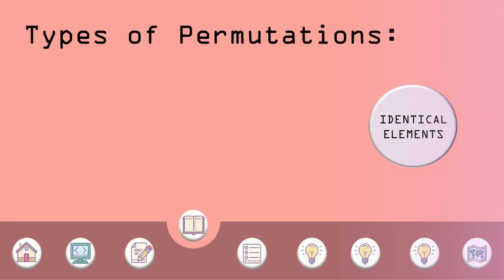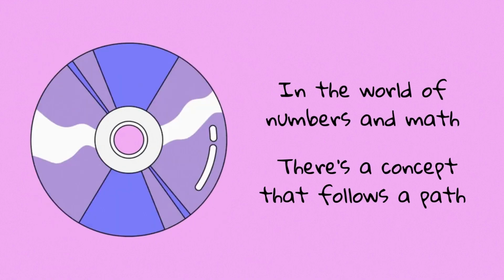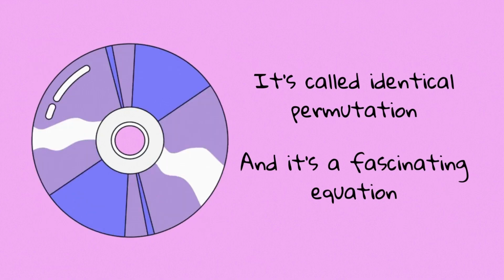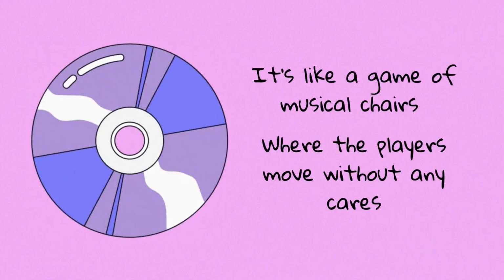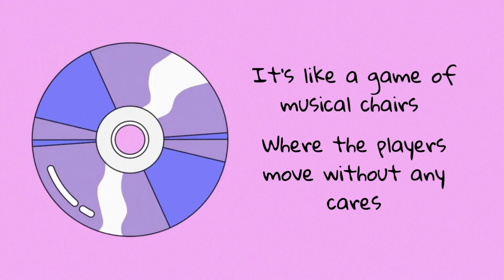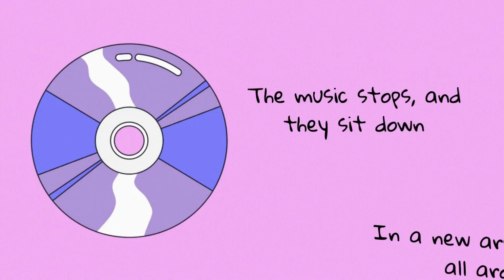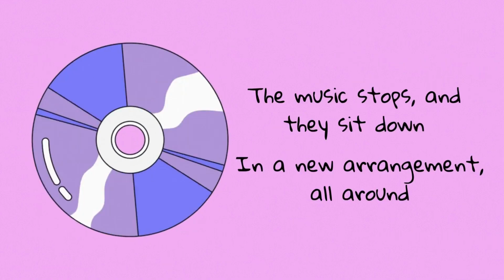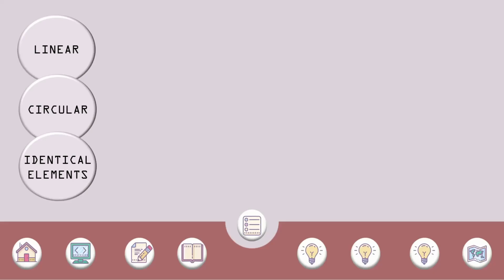Identical element. In the world of numbers and math, there's a concept that follows a path. It's called identical permutation, and it's a fascinating equation. It's like a game of musical chairs, where the players move without any cares. The music stops and they sit down in a new arrangement all around.